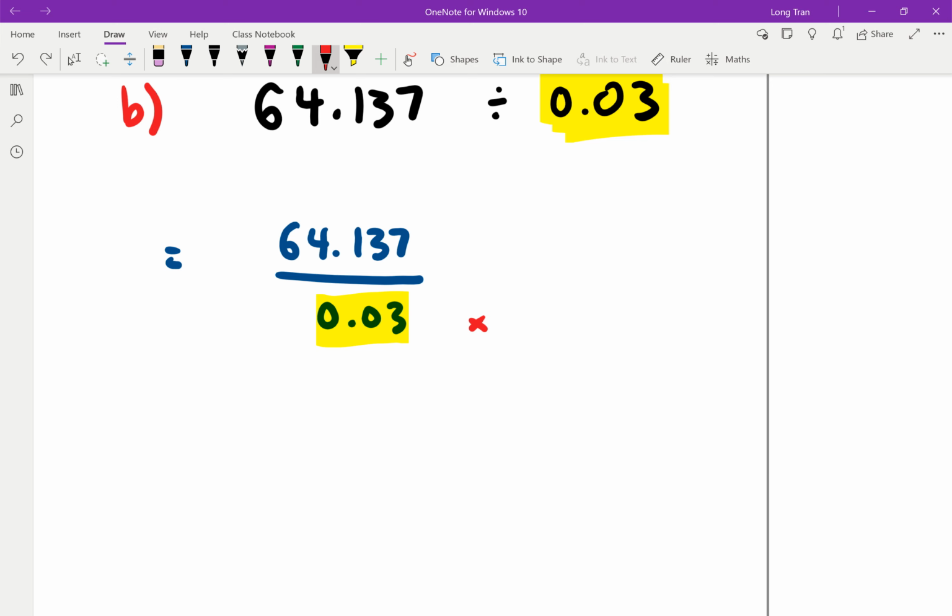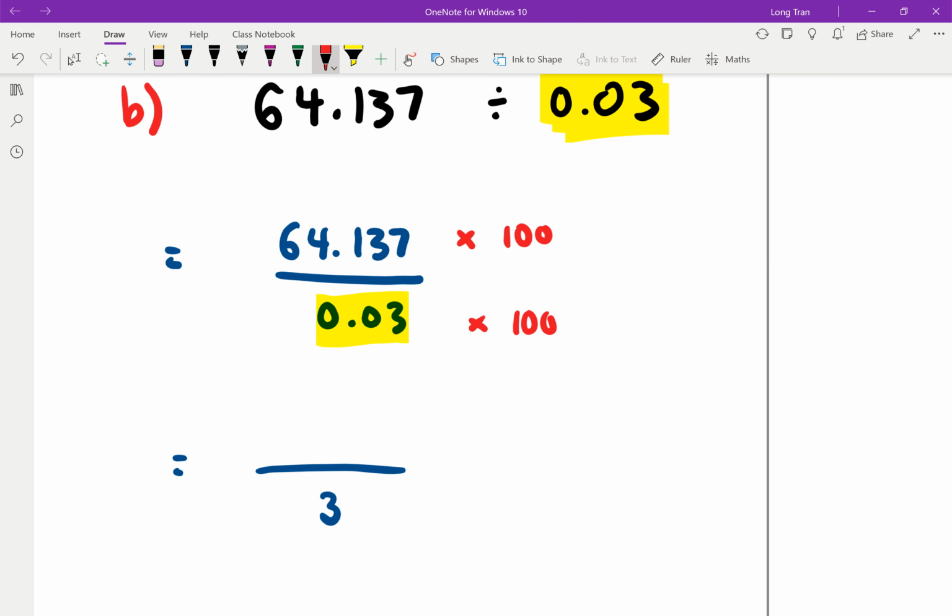I need to change that 3, which is currently in the hundredths column. How many more spaces do I need to get it into the units column? Well, from the hundredths column I need to move 2 spaces. So if I multiply 0.03 by 100, the denominator is now 3. But remember, in equivalent fractions, whatever you do to the bottom, you also need to do to the top. That way you keep it the same. So if I times the bottom by 100, I need to also multiply the numerator, which is the top, by 100 as well.